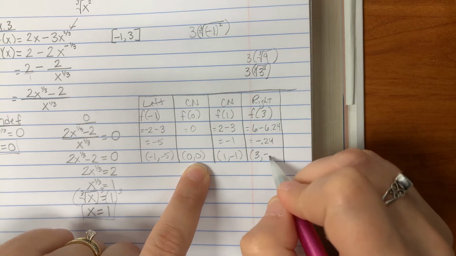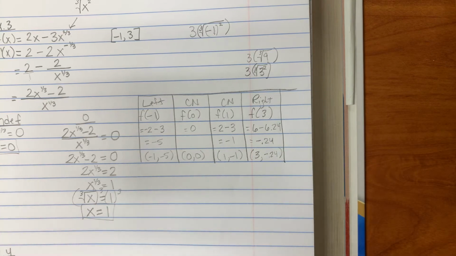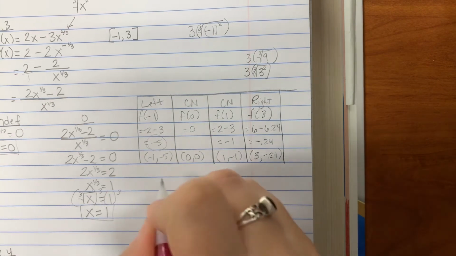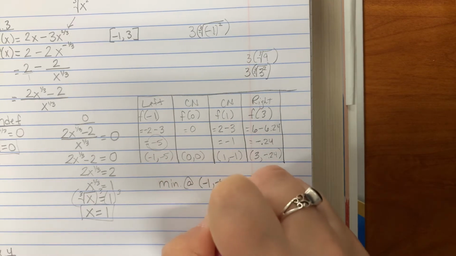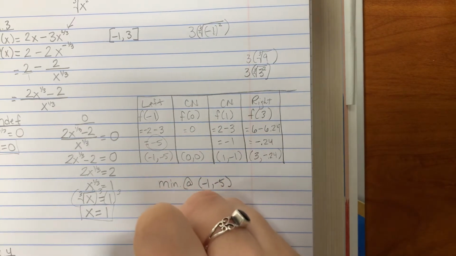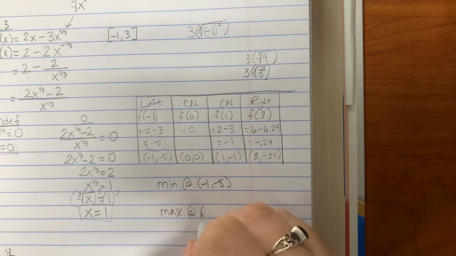So I'm not too concerned about having that exact value. I just want to know if it's the biggest or the smallest. So this one is my smallest. So I have a minimum at -1, -5. And I have a maximum at 0, 0.